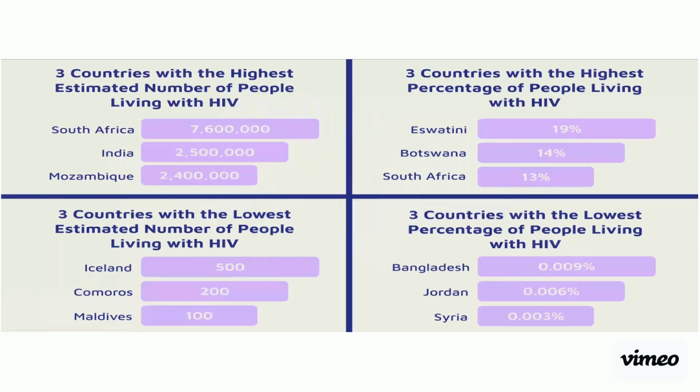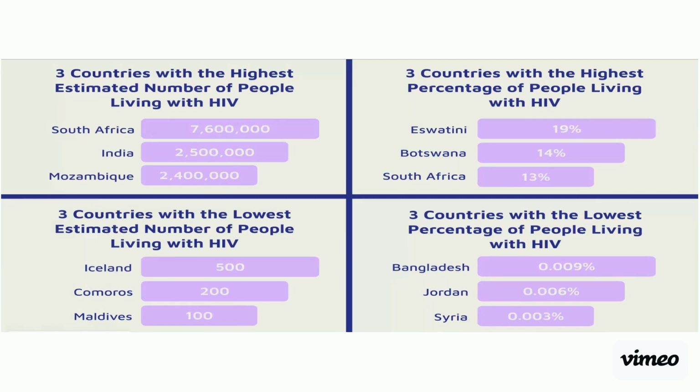In the top right hand is the 3 countries with the highest percentage of people living with HIV, which is something that I used my sheets to look at, because obviously, just because a country has the highest number of people living with HIV doesn't mean that they have the highest percentage of people living with HIV, because you have to take into consideration the population of that country. And we can see that here when it switches to Eswatini, which has about 19%, and then Botswana, and then South Africa is still on that list, but it's not the first. And India and Mozambique don't even show up on that list.